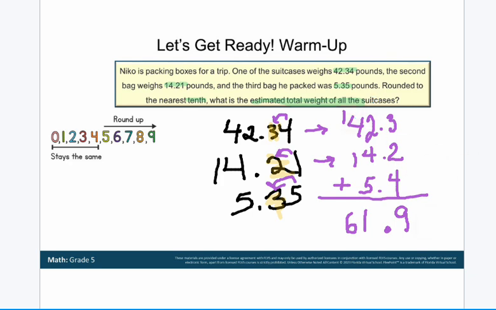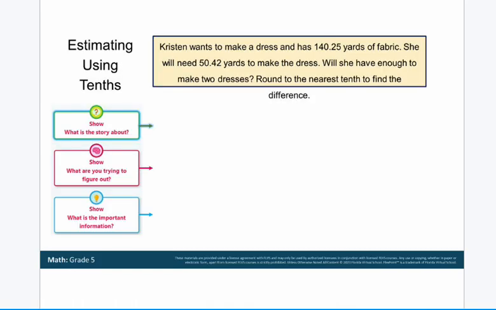Let's go ahead and try another. All right, so this is Kristen wants to make a dress and has 140 and 25 hundredths of a yard of fabric. She will need 50 and 42 hundredths of a yard to make a dress. Will she have enough to make 2 dresses? Round to the nearest 10th, then find the difference.